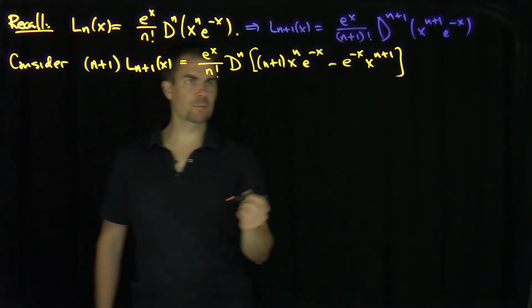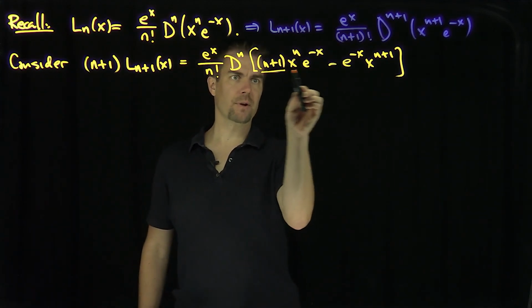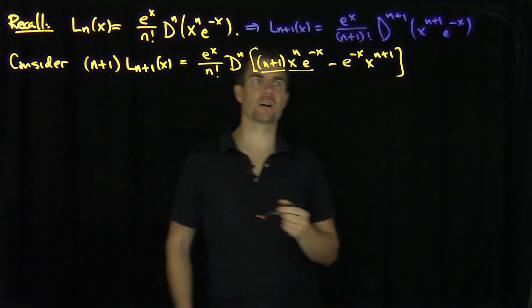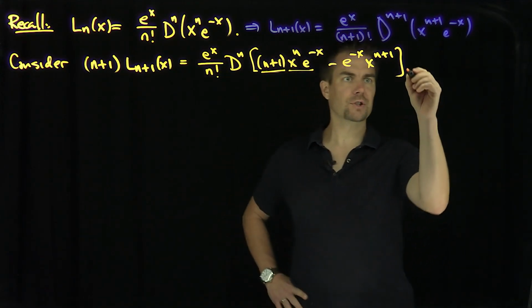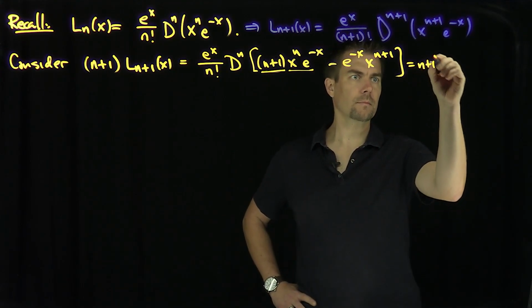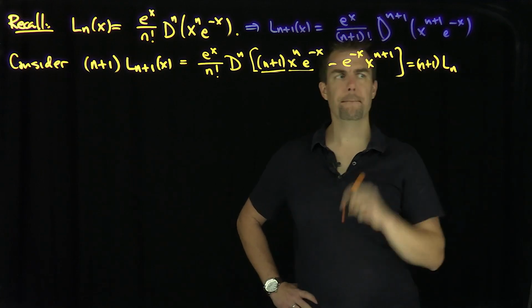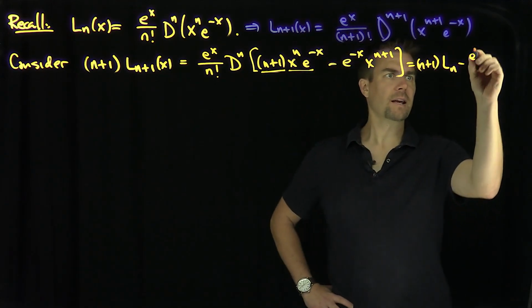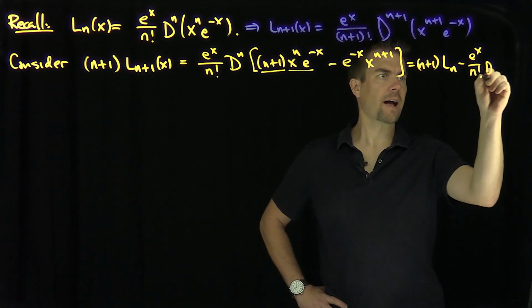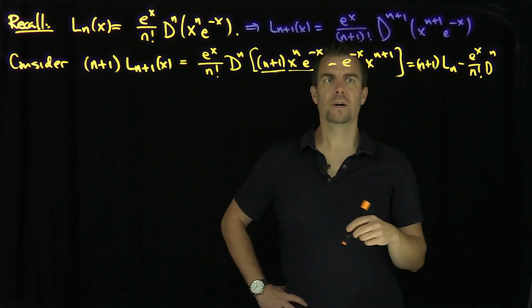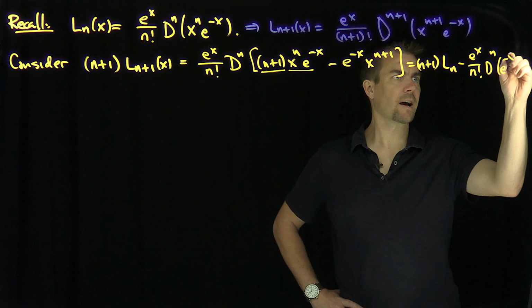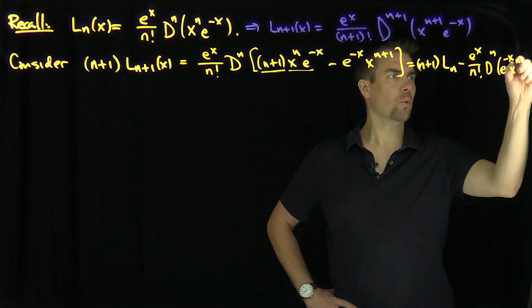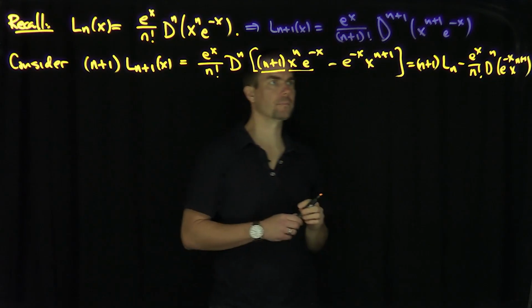And so from this first term over here, if I pull out the n plus 1, I just see I have the nth Laguerre polynomial, right? So this is going to be just n plus 1 times L_n, the nth Laguerre polynomial, and then minus e to the x over n factorial, n derivatives of what? Of e to the negative x, x to the n plus 1, like that, okay?